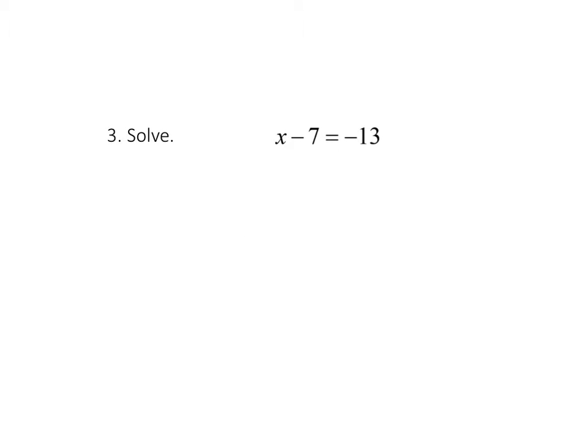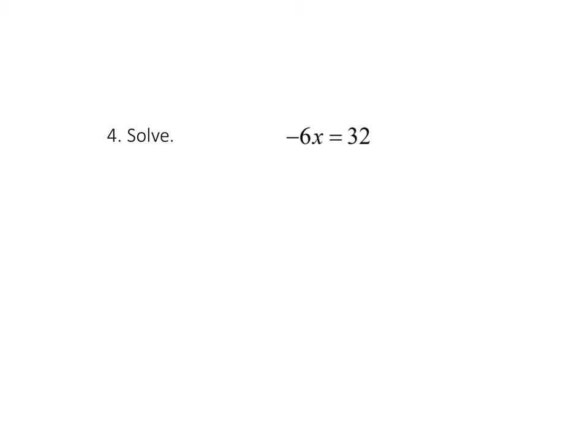Here's a linear equation, and we want to isolate the variable. We look at what's attached to the variable. Here we're subtracting 7. How do we undo subtracting 7? We do that by adding 7 to both sides of the equation. Remember, you need to do the same thing on both sides of the equation. Negative 7 and positive 7 combine to be 0. On the right side, negative 13 plus 7 is negative 6. So our solution is x equals negative 6.